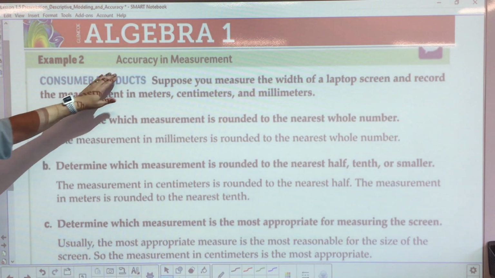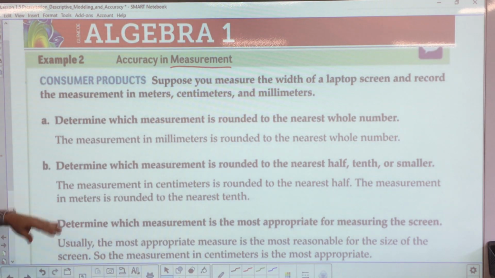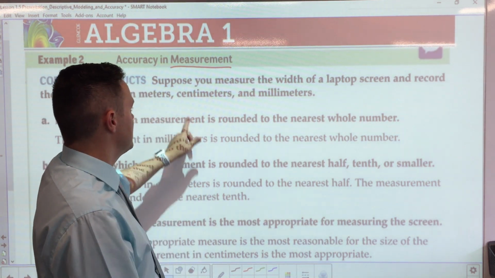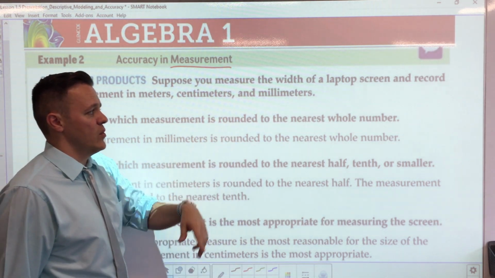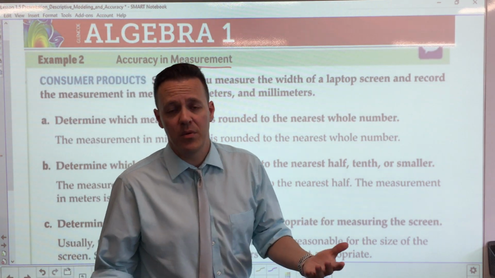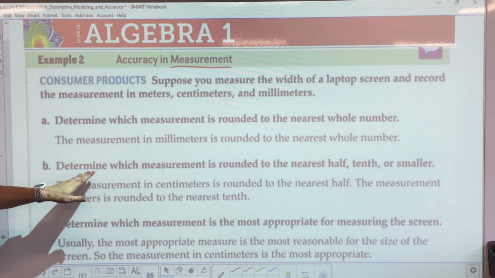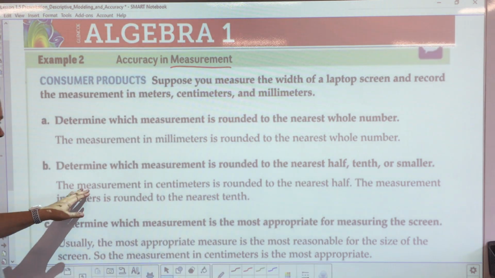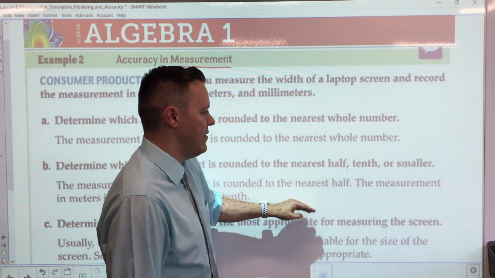Accuracy and measurement, that's what we're going for here. In the book, it says, suppose you measure the width of a laptop screen and record the measurement in meters, centimeters, and millimeters. Which measurement would be rounded to the nearest whole number? That would be the smallest unit, which would be millimeters. Which measurement is rounded to the nearest half, tenth, or smaller? The measurement in centimeters would be rounded to the nearest half.